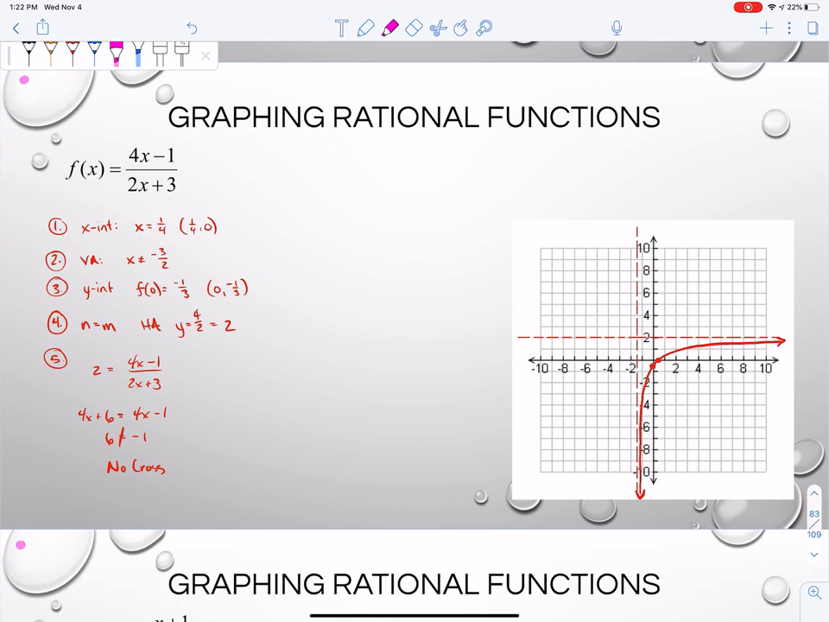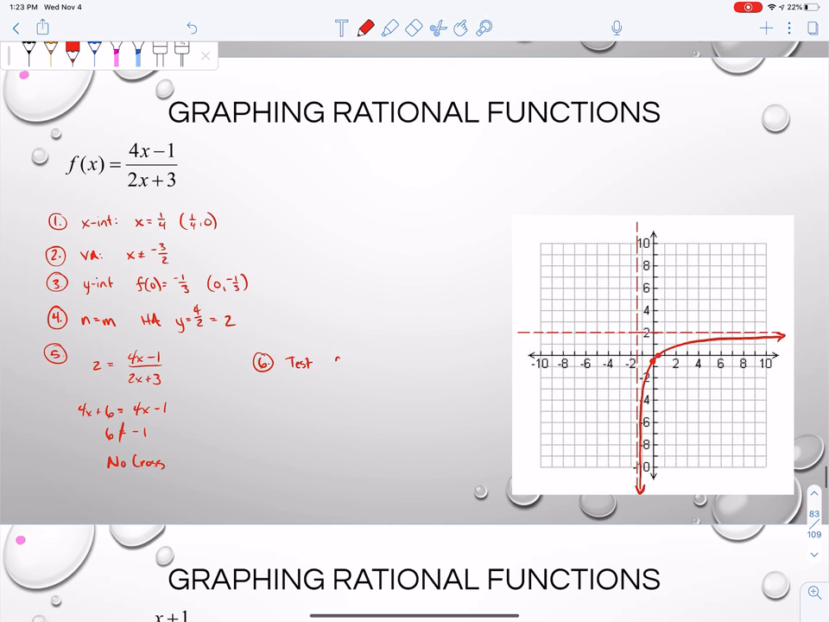Now, the other problem that I run into here is I have absolutely no idea what's happening in this interval to the left, or less than negative 3/2. So what I need to do here is test a point, right? I can pick any x value that's to the left of that, in this particular interval from negative infinity to negative 3/2. Let's do something easy. Let's use negative 2, right? So let's evaluate f of negative 2.